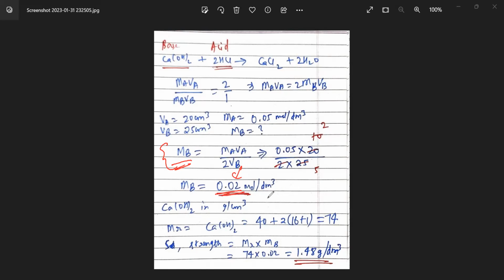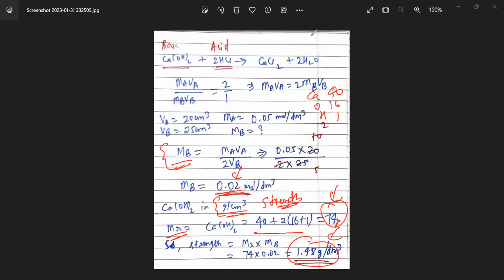Now you have to calculate the strength. Okay, whenever they ask you to get the value of base in gram per decimeter cube, that means they are asking you the strength of base. So obviously you will have to find out the molecular mass of calcium hydroxide, and we already know that the mass of calcium is 40, oxygen is 16, hydrogen is 1. When you put all these values, you get 74 gram as the mass of calcium hydroxide. And remember, calcium hydroxide is a metallic hydroxide, it's basic in nature, and it is also known as slaked lime. Okay, so you just multiply 74 into the molarity of base, that is calcium hydroxide, and you get the answer 1.48 gram per decimeter cube as the strength.